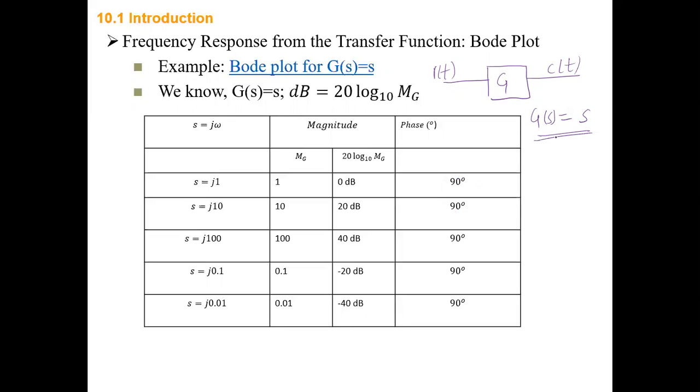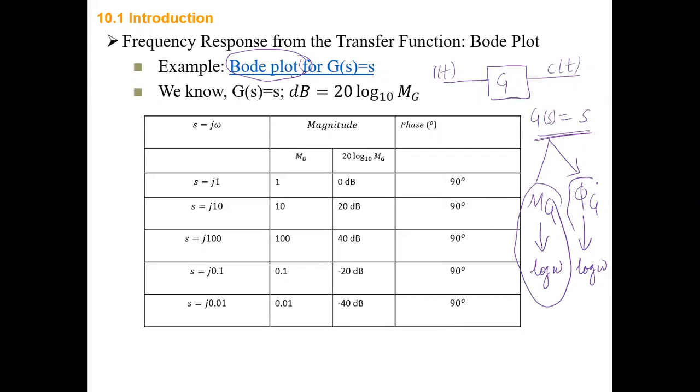If you want to plot this function, meaning the Bode plot, then what do you do? What is the Bode plot? Bode plot means find the magnitude of this, which is Mg, and find the phase of this, phi g, and plot this as a function of log omega, and also plot this as a function of log omega. You have two plots. Actually, I should have said Bode plots. There are two plots together. This is one plot, this is another plot. Both of them are called the Bode plot.